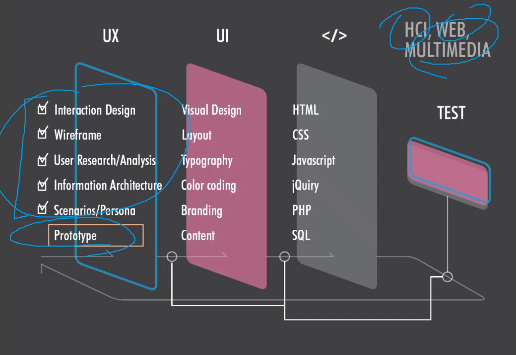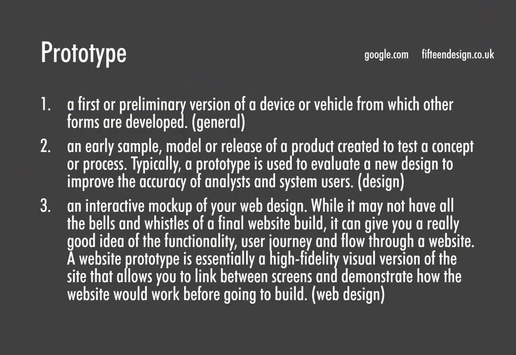At this point, we have to start doing your paper prototype for the design. Let's see what this prototype is. Oh my god. Are you thinking, oh my eyes, too much text? Okay, sorry about that. We have to know exactly what this thing is. Let's see the general meaning of prototype. It is a first or preliminary version of a device or vehicle from which other forms are developed. That's a general meaning. We need it, but just, okay.